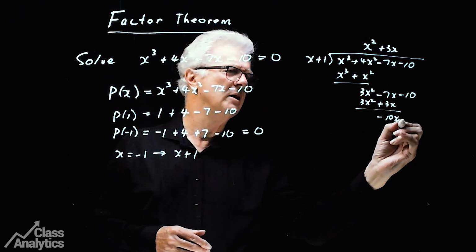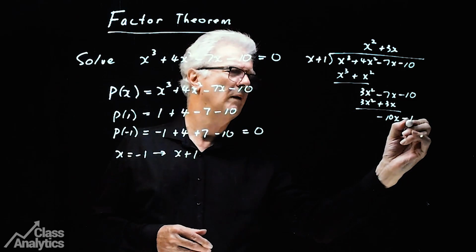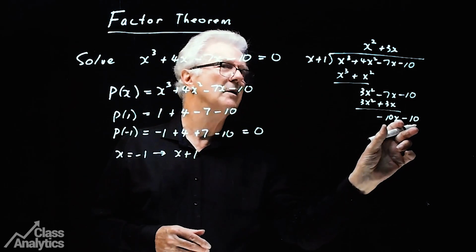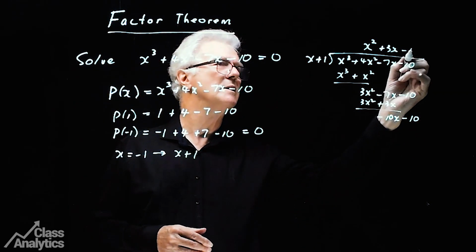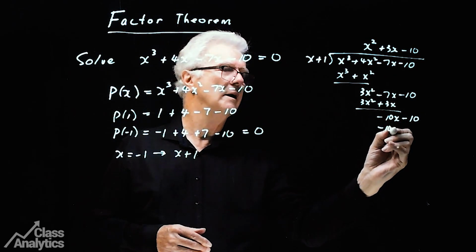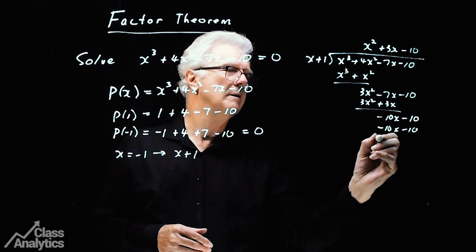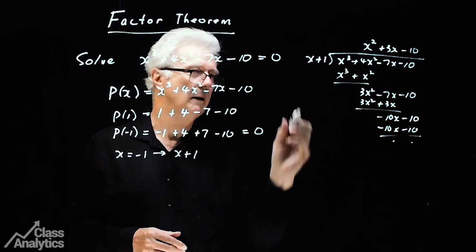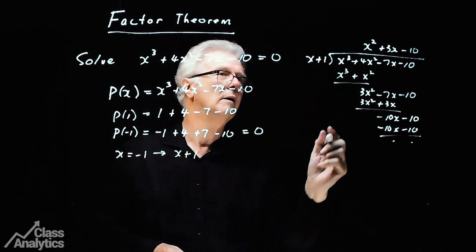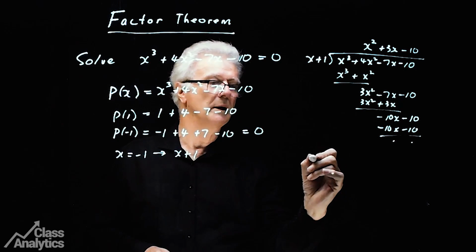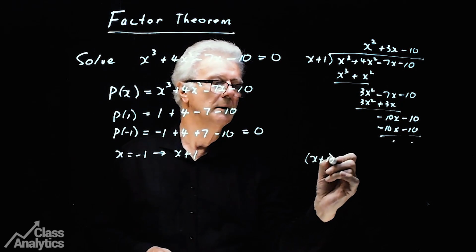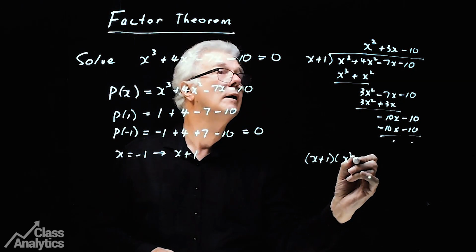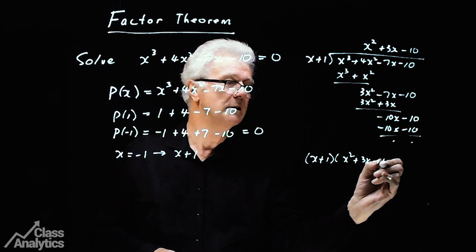Just be careful with the subtraction, because sometimes you mess it up. Bring that down, minus 10, and now it's obvious this is going to be minus 10. So it's minus 10x minus 10. They go out, no remainder. That's a factor, which we used anyhow. So therefore, the polynomial is x plus 1 times x squared plus 3x minus 10.